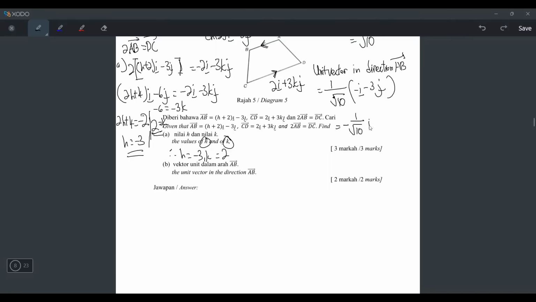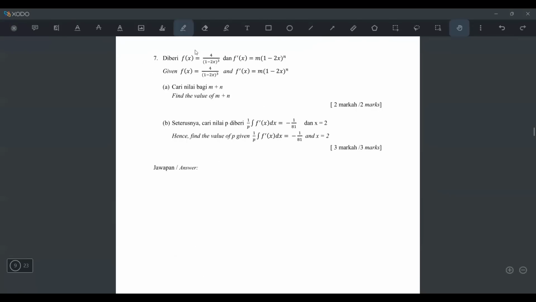So it'll be negative 1 over square root 10 i minus 3 over square root 10 j. But there's also some other teachers that, you know, stop here. And which can also. Boleh juga. Okay, so that's the final answer. All right, let's go to question number 7.